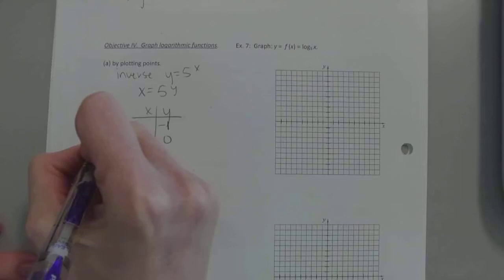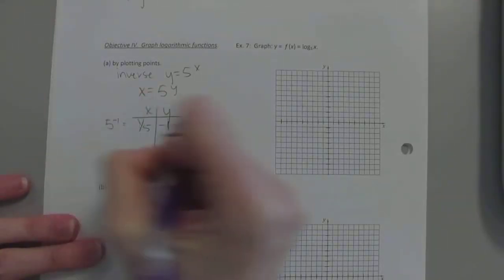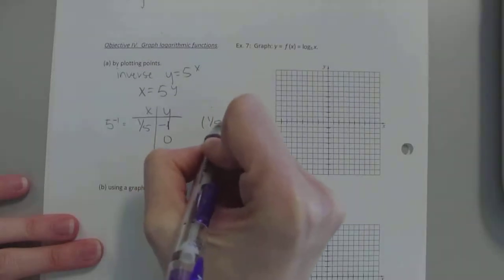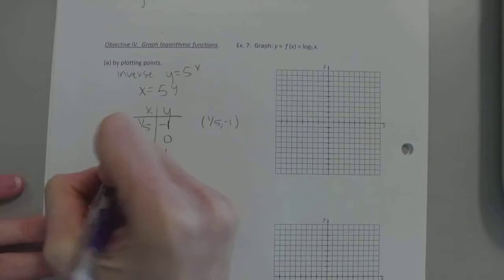So how do you figure this out? What's 5 to the -1 power? Oh, 1/5, right? -1 means I'm in the wrong spot. I need to go to the basement, right? I need to go downstairs. So that's just 1/5. So the first point we're going to plot is 1/5, -1.